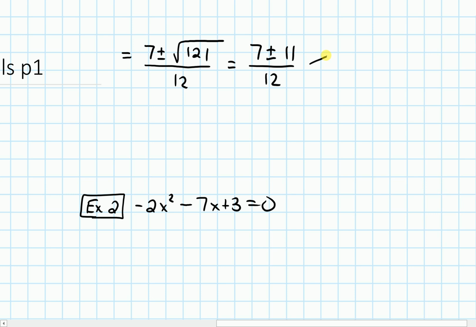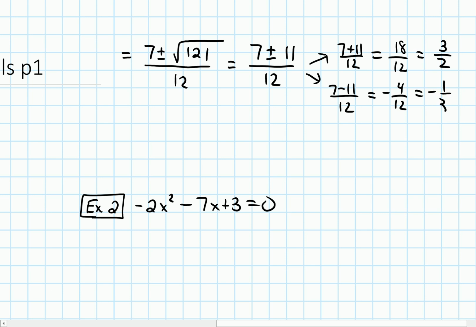So we have two possibilities. We either get 7 plus 11 over 12, or we get 7 minus 11 over 12. And if we simplify the first one, 7 plus 11 over 12, this is 18 over 12, which simplifies to 3 halves. And that's one of the answers we got using factoring, so that's good. And 7 minus 11, that's negative 4 over 12, which is negative 1/3. And that's the other answer that we got using factoring. So we get x equals 3 halves, or negative 1/3, and that's our answer.